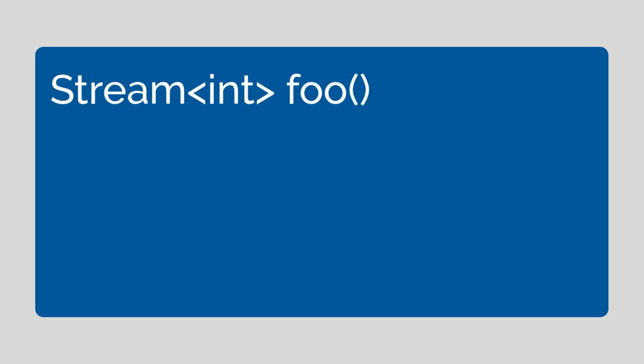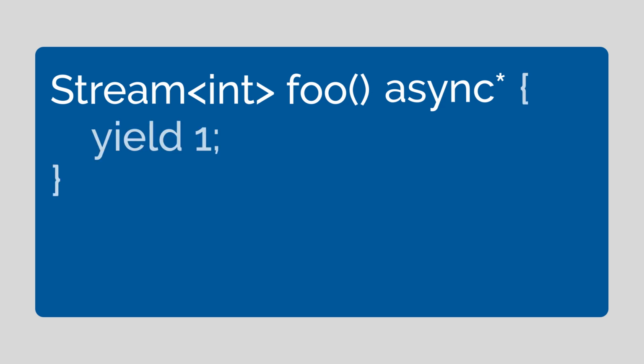Also, we have to make that function async and add the asterisk at the end. The async function with an asterisk is what enables us to emit values from within the function. In order to emit a value from our function, we use the yield keyword.